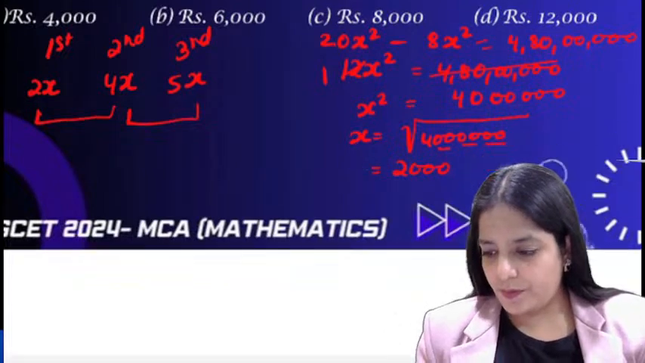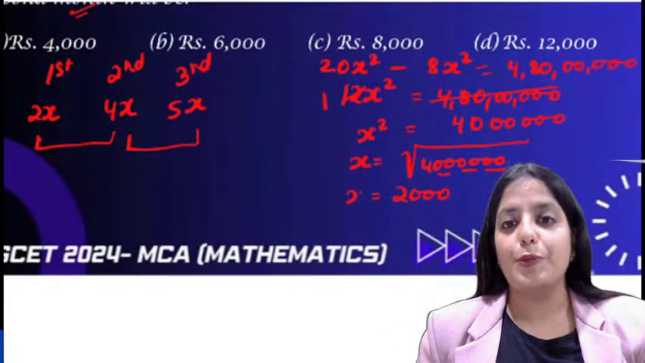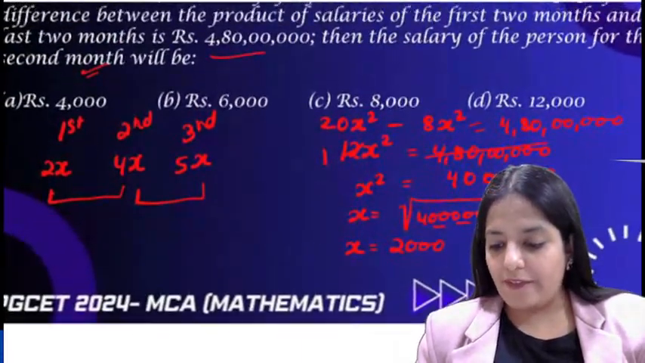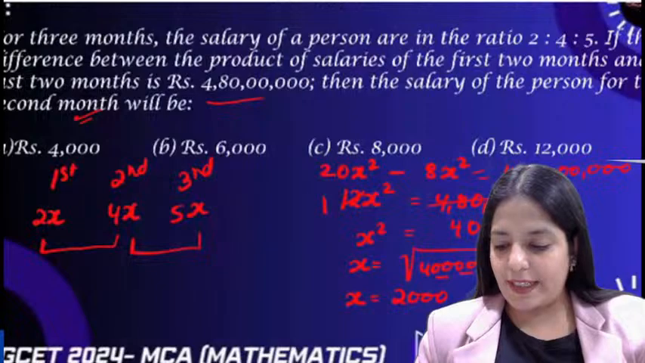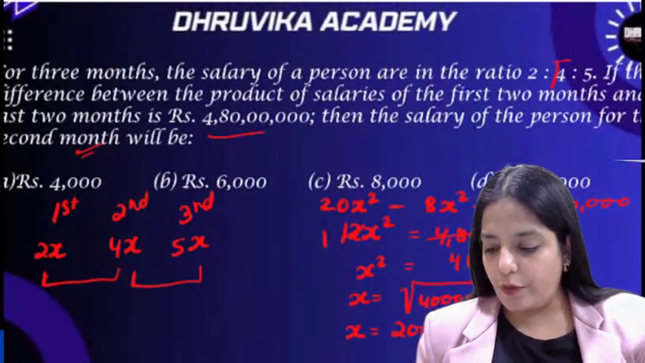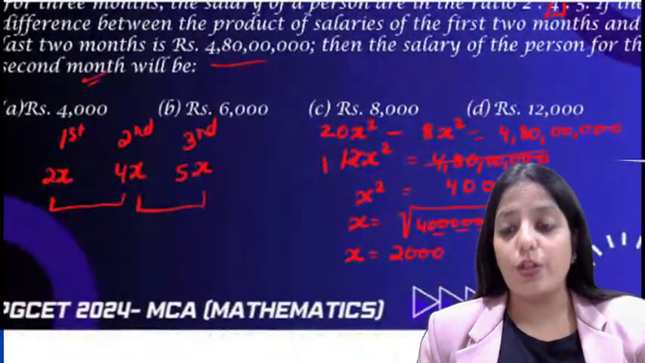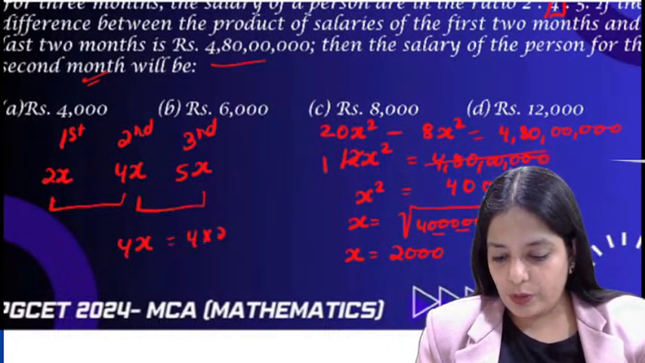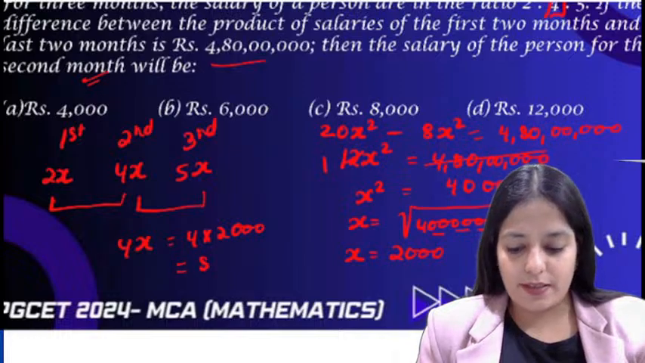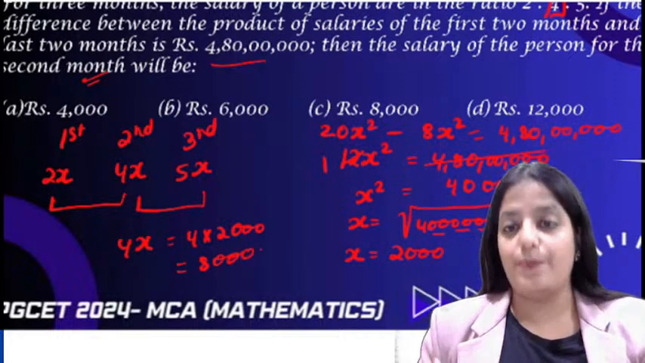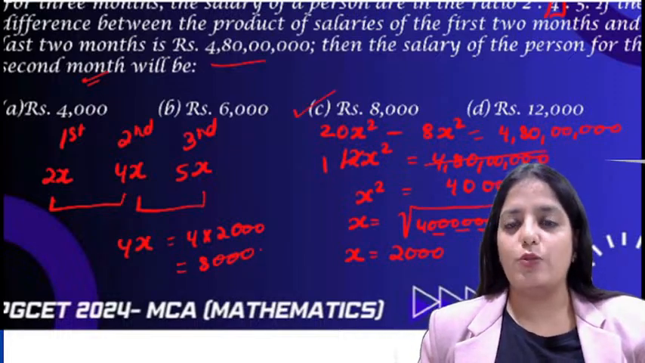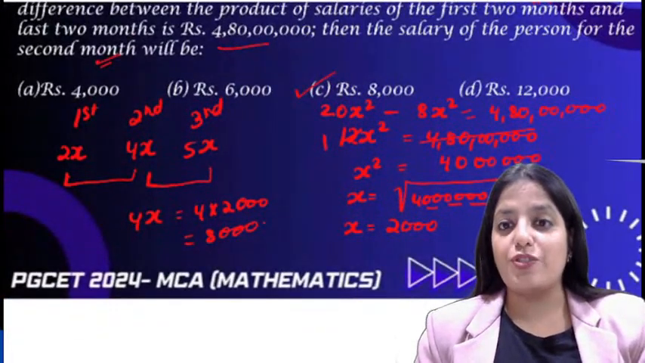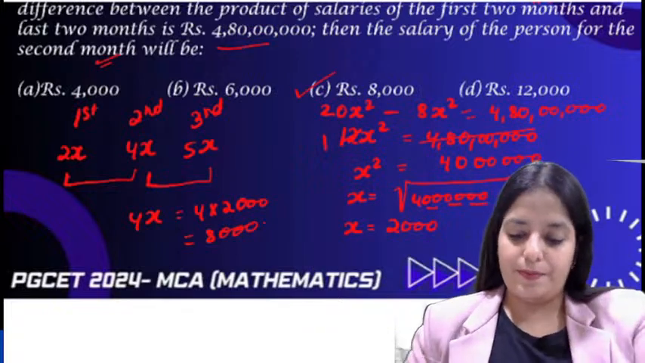X is going to come as 2,000. So are we going to stop at 2,000? No. They have asked you to find the salary of the second month. So second month means 4x. So 4x means 4 into 2,000, that is 8,000, option C. Got it? So I hope the question is pretty clear in your mind.